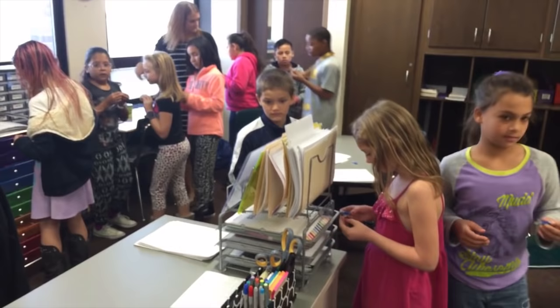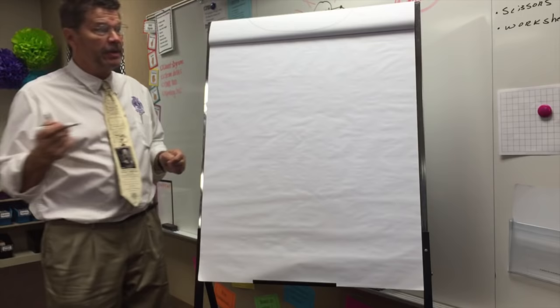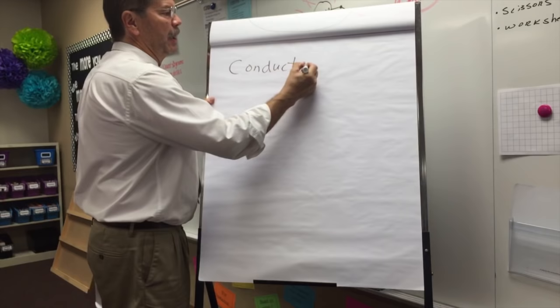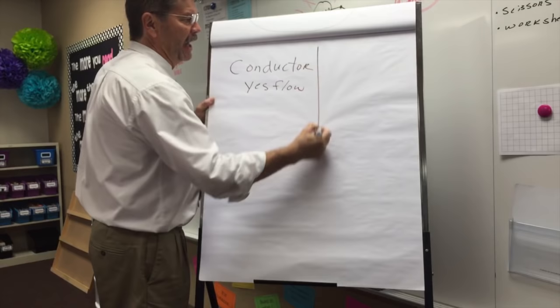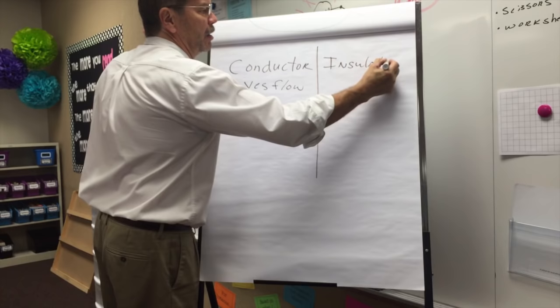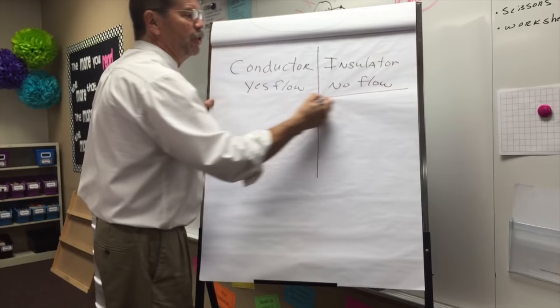Okay, so you just had a chance to go through the room, and let's make a list of some things that were conductors. And that meant that there was a yes to flow. And then there were some things that are insulators, right? And that was a no flow. Can we make a list? Write them on your paper. What are some things that lit up?